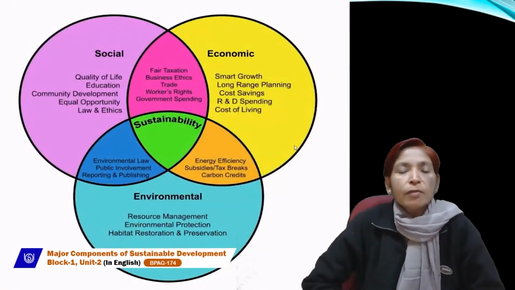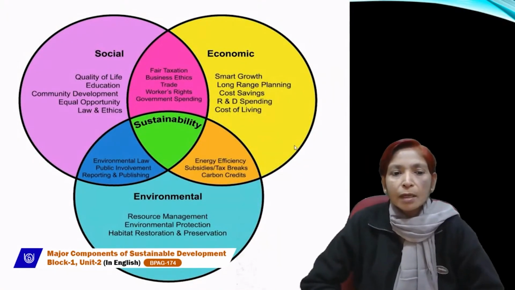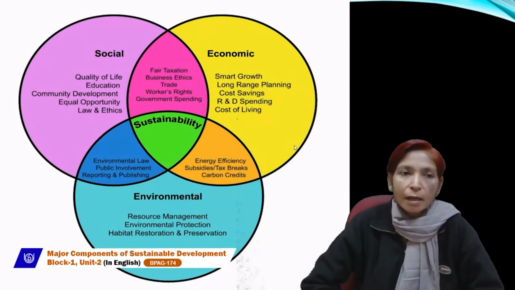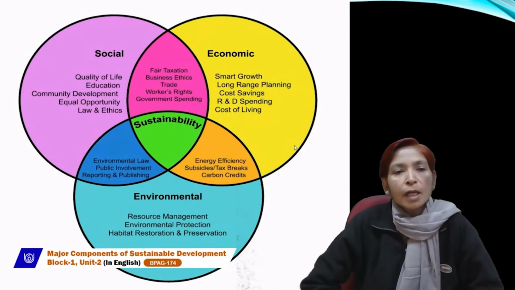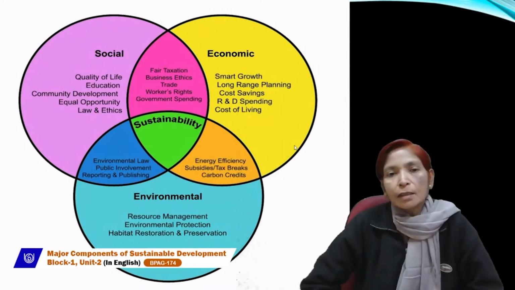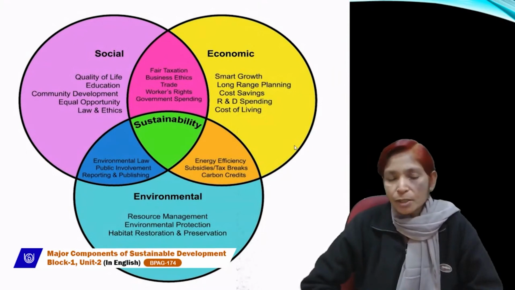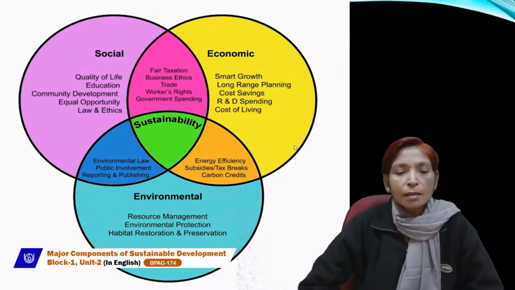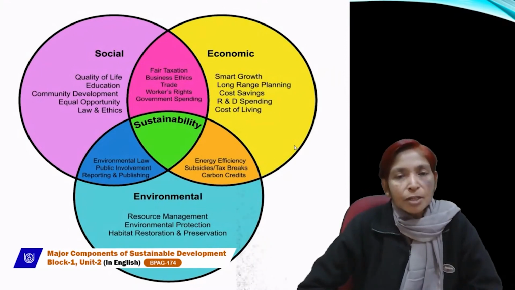Next, we can show these three dimensions of sustainable development with the help of this Venn diagram. Here in one circle, the social sustainability dimension is mentioned, in the second, the economic sustainability dimension is mentioned, and in the third circle, the environmental sustainability dimension is mentioned.